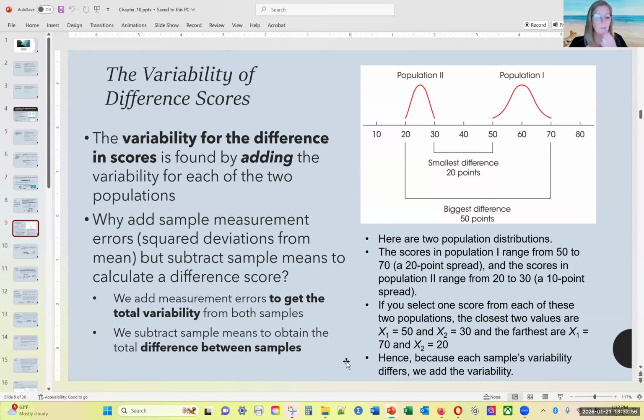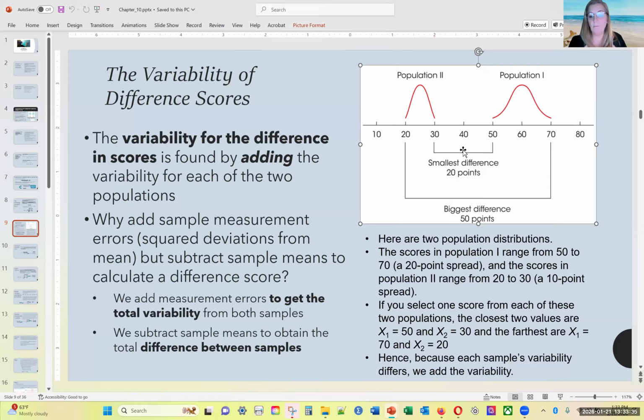All right, well, let's look. We add measurement errors to get the total variability, right? So we want the total variability in both of the samples. And then we also need to subtract the means from both of the samples to find the difference between the samples, all right? So here we have two population distributions in this picture. The scores in population 1 range from 50 to 70 points, which is a 20-point spread.